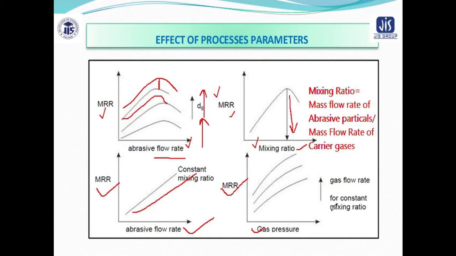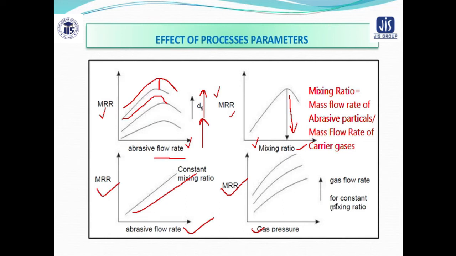Now kinetic energy of the abrasive particle is responsible for the removal of material by erosion processes. The abrasive must impinge on the work surface with minimum velocity; for machining glass, the SiC particle velocity is found to be around 150 meters per second.